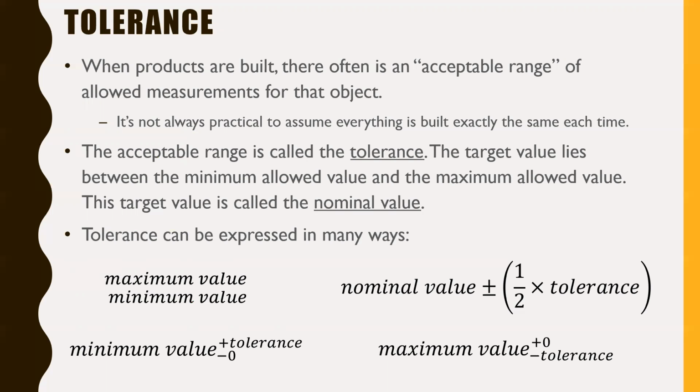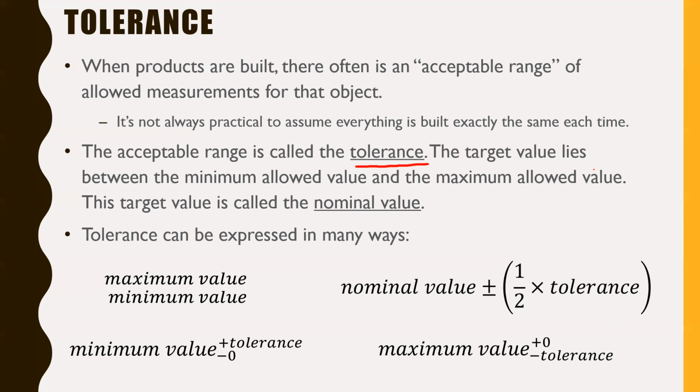Clothing especially, right? You could have 2 of the exact same pair of pants, and the waist might be a little bit off, even though the waist size on the labels is actually the same. They just weren't built perfectly the same each time. So for the acceptable range that is given for products, they say, yeah, there can be a bit of error, but we have an acceptable range. The acceptable range is called the tolerance.